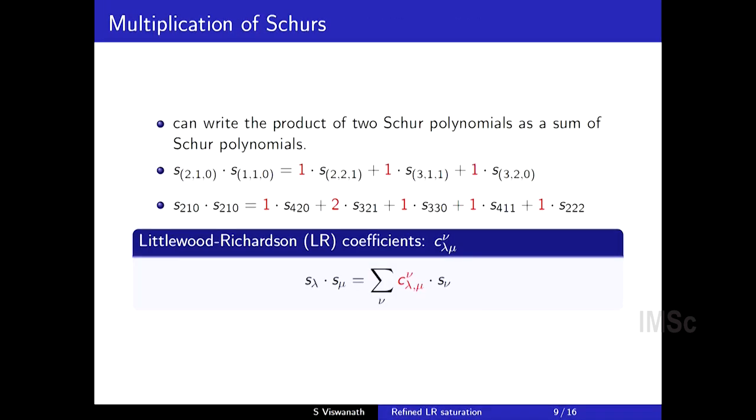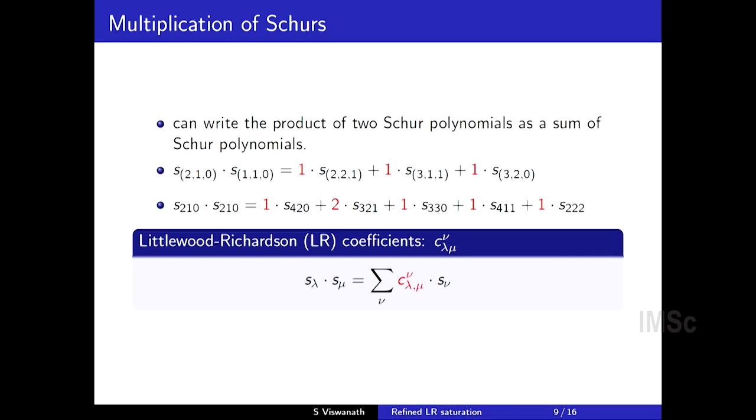The final problem, which I call saturation, concerns what you get when you multiply Schur polynomials together. So this is the multiplication of Schur polynomials. I can take the product of two Schur polynomials. Here's an example. I have S210 times S110, and it turns out that the answer can be rewritten again as a sum of Schur polynomials. In this case it's 1 times this plus 1 times that plus 1 times this. Here's another one. And these numbers in red are the coefficients which tell you how many times a given Schur appears.